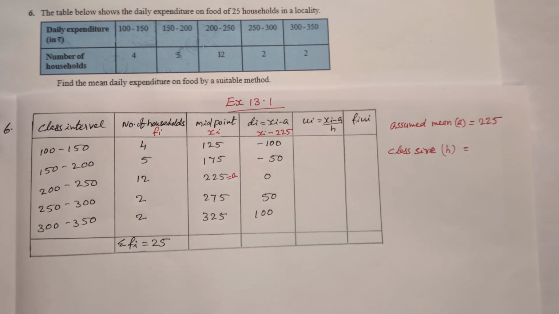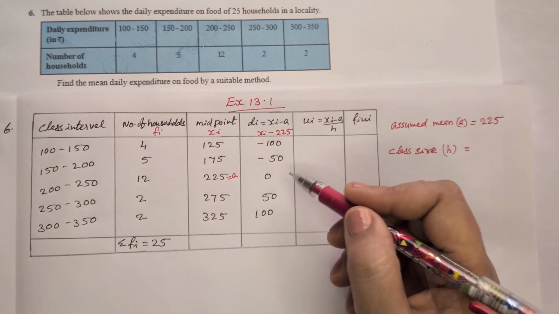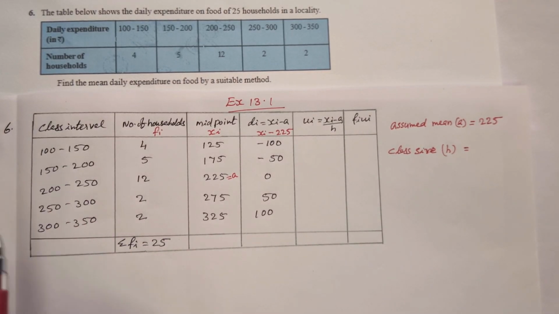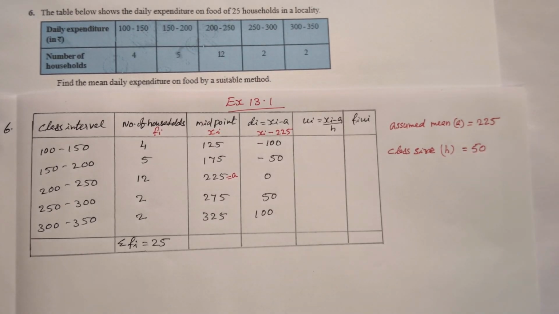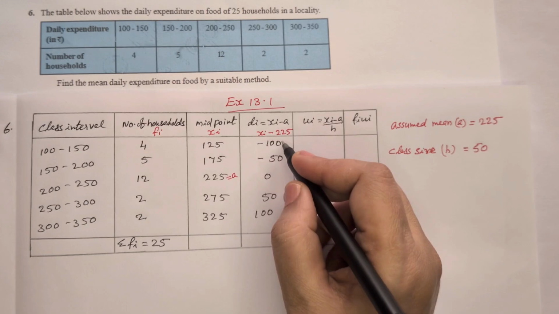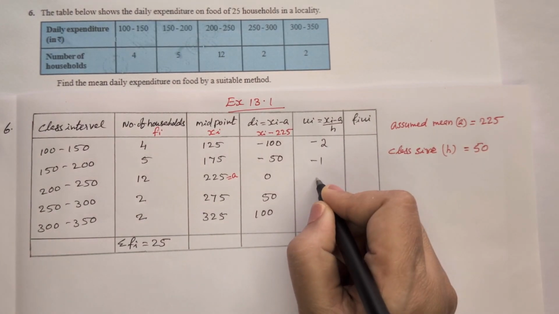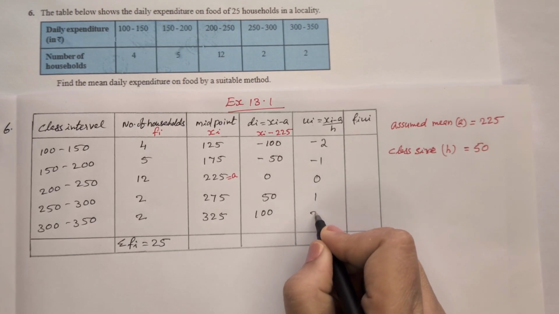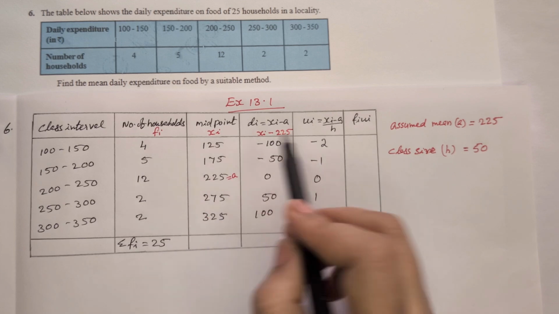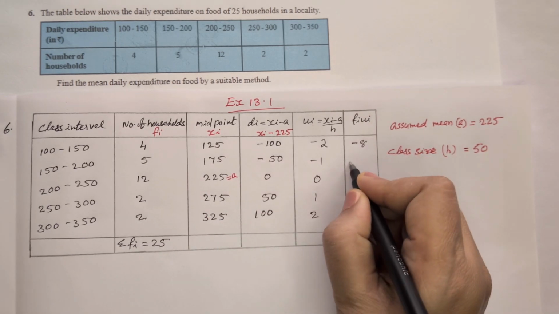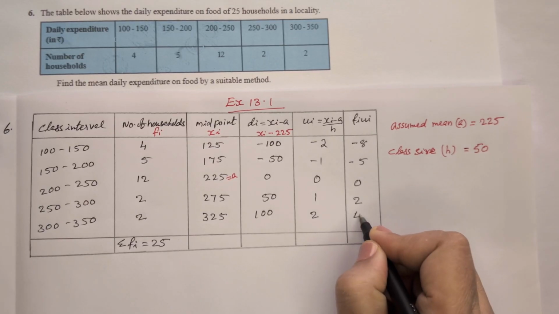Now H, class size. Here we can see the class size, multiple of 50 is coming. Or here also the same, class size is 50. So H is equal to 50. When we are dividing each number with 50, here minus 2, minus 1, 0, 1, 2. Then Fi Ui: minus 8, minus 5, 0, 2, 4.